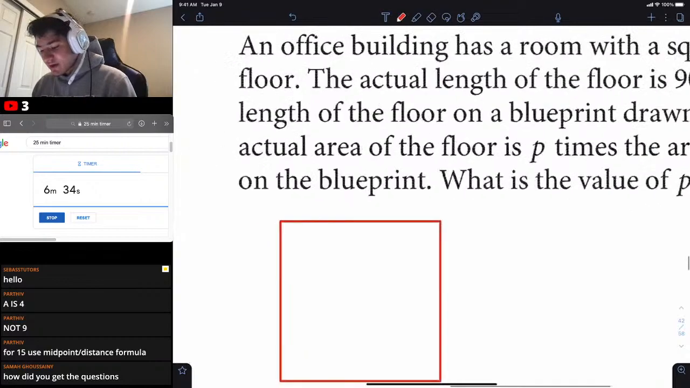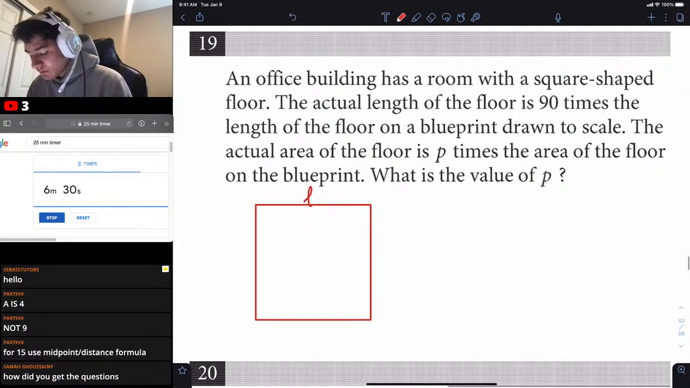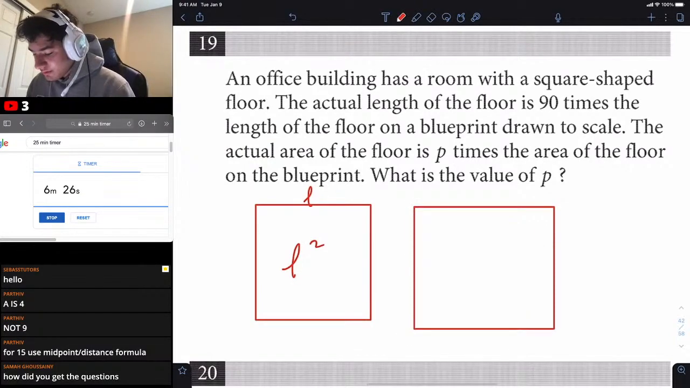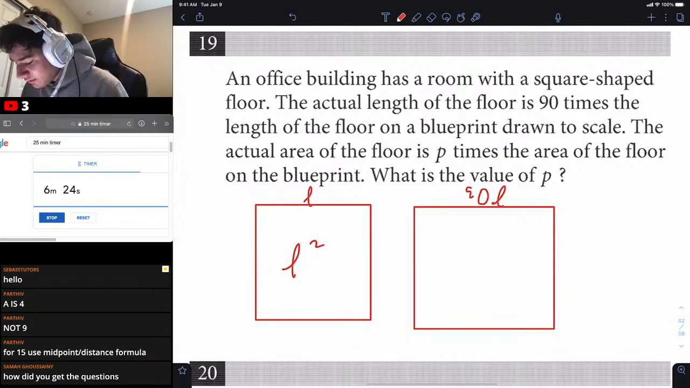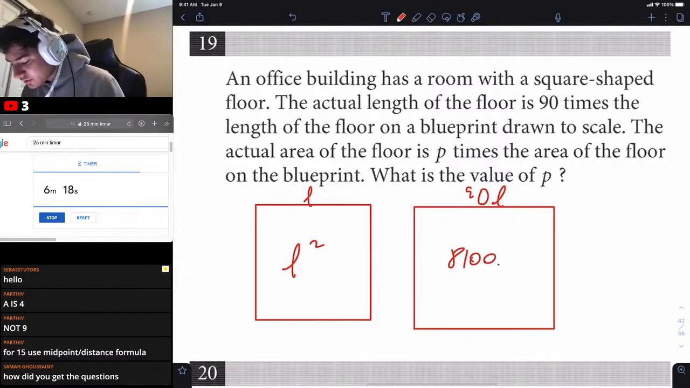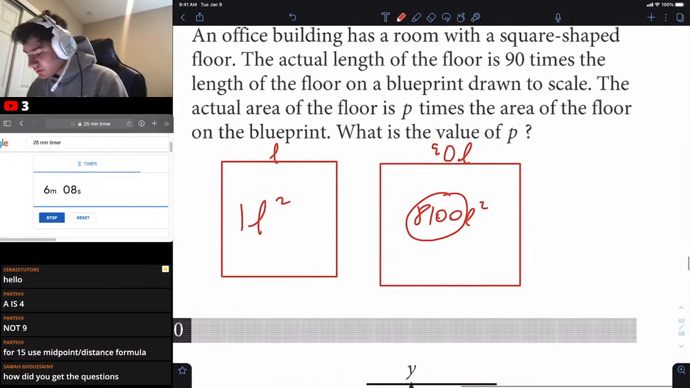Okay, so if this is L, then the area here is L squared. But on the real one, this is 90L. So the area is really going to be 90L times 90L, which is 8100L squared. The actual area of the floor is P times the area, so 8100 times 1, so it's 8100.